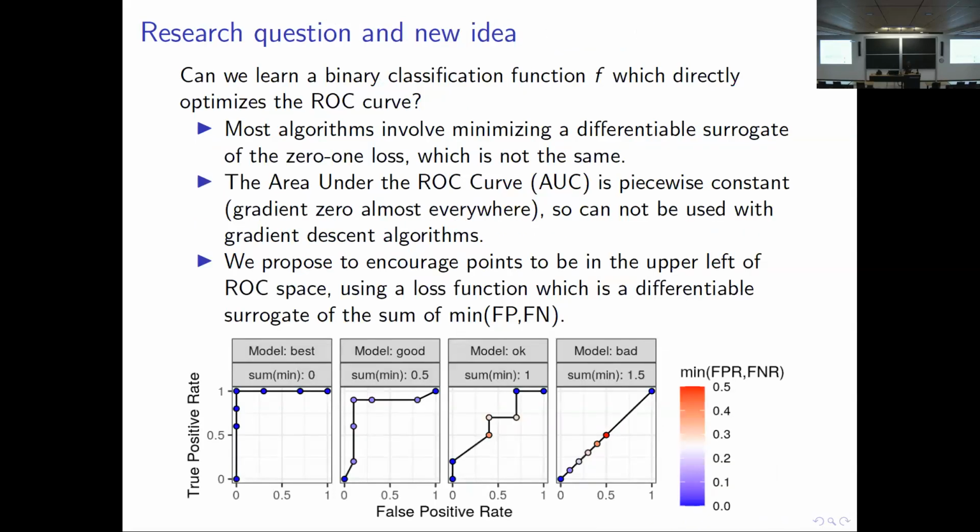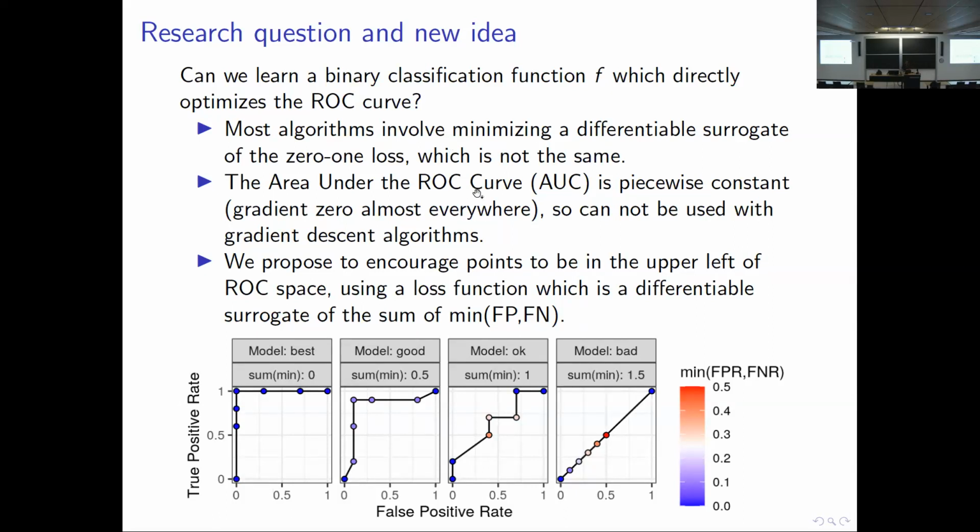So the research question in this work is, can we learn a binary classification function f which directly optimizes the ROC curve? Most algorithms involve minimizing the differentiable surrogate of a 0-1 loss, which is not the same objective, right? Minimizing the 0-1 loss can be different because there can be class imbalance, like lots of positive examples and maybe lots of negative examples, whereas with the true positive rates and false positive rates, we are normalizing away the absolute quantity of the different examples in the two classes.